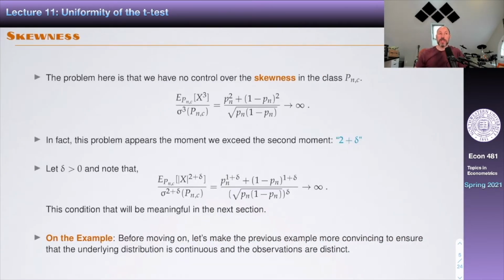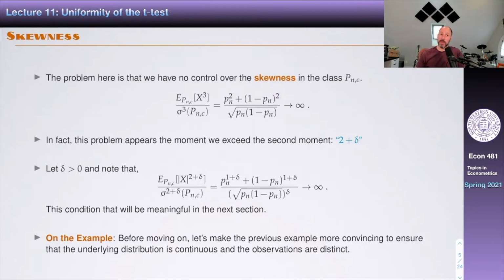Now, what's going on then? Today we're going to start getting more into the details of this. The problem here is that we have no control over the skewness of this distribution. If you compute this skewness, which is the expected value of X cubed divided by sigma cubed, according to this distribution P_n,c, well, this is a two-point mass distribution, so it's quite easy to obtain. You do some algebra, and you get pn squared plus (1 minus pn) squared divided by the square root of pn times (1 minus pn). And this converges to infinity along this sequence.